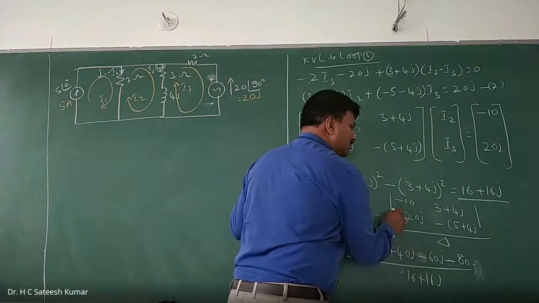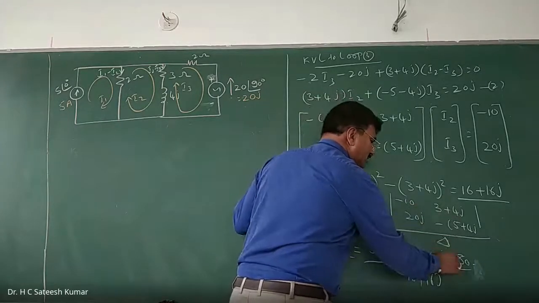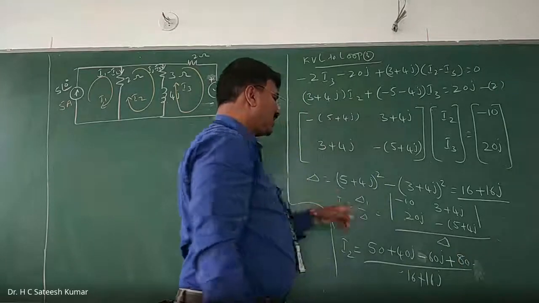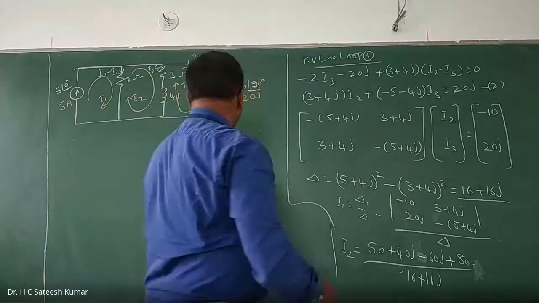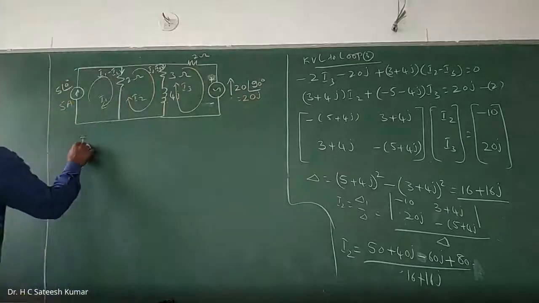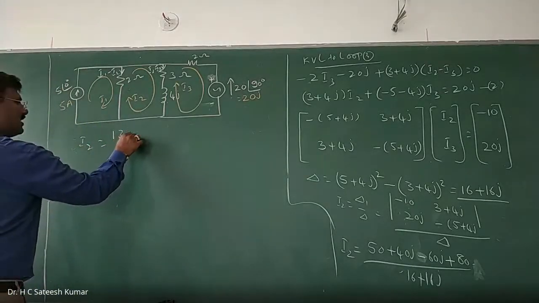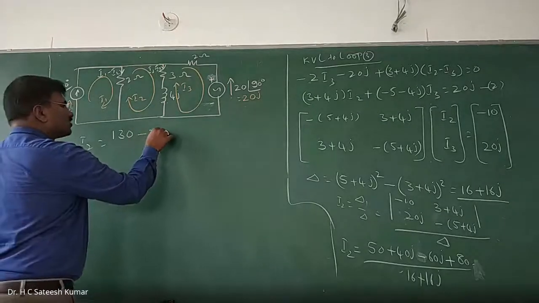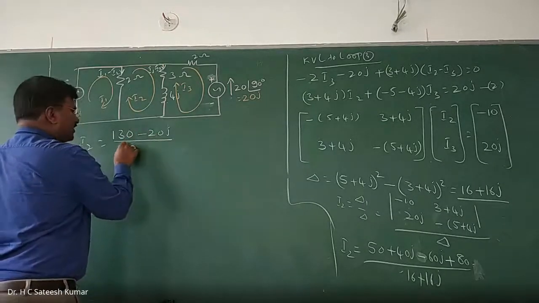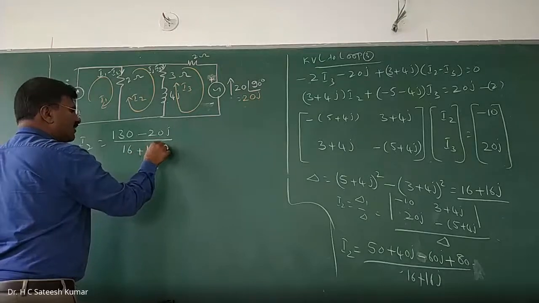And the determinant minus of plus you will get. Sorry, 80 plus 50. 80 plus 50 is what? 130. I2 is equal to 130 minus 20j divided by 16 plus 16j.